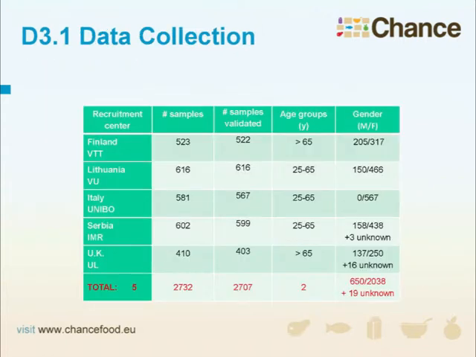Okay, so this is the data collection that we ended up having at last. So approximately 500 samples from each recruitment site, ending up with 2,732 samples. So we had a huge data collection here, and now it's these samples that we wanted to process.